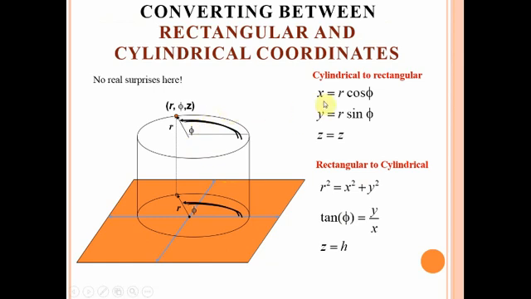If we want to convert cylindrical to rectangular, then the x value is r cos phi, the y value is r sin phi, and z is z, because there is no change in the height. But if we convert rectangular to cylindrical, then x square plus y square gives r square, tan phi is y by x, and z is equal to the height.